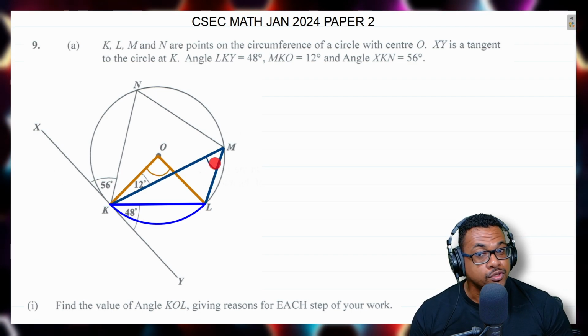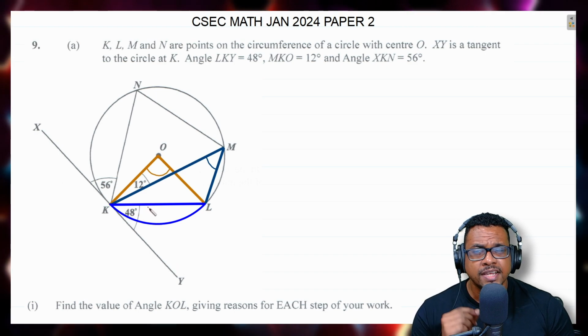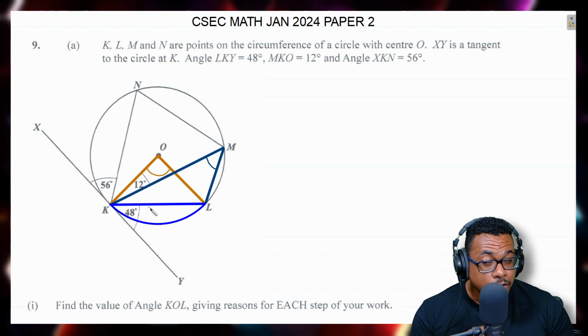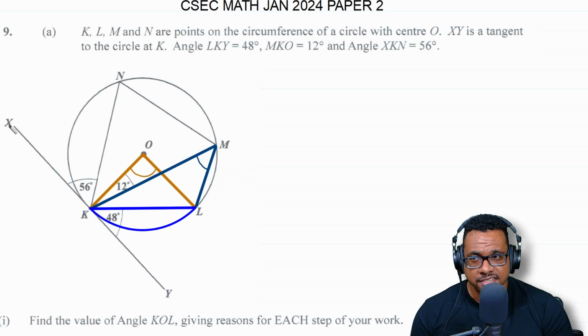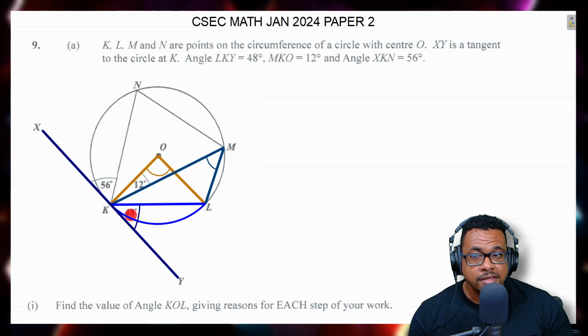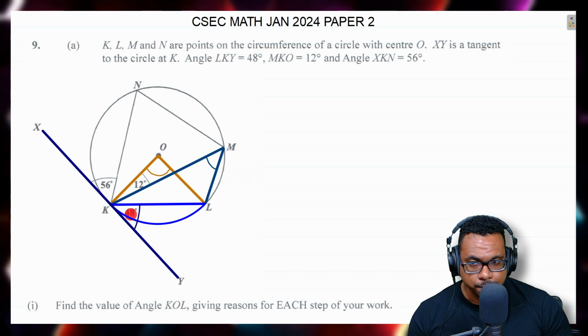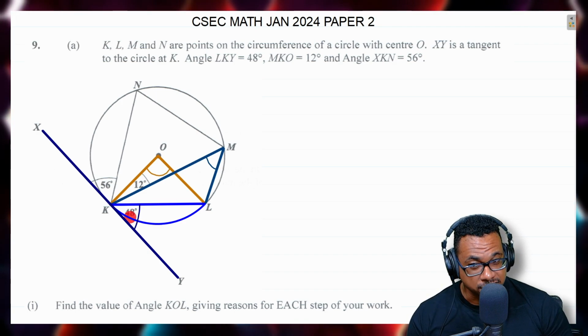Now the thing is, we don't know what this angle is. Now there's another rule that says the angle between a tangent and a chord is equal to the angle in the alternate segment. Now we've seen that we have this tangent here from X to Y, and we have this chord KL, and the angle between the tangent and the chord is 48 degrees here. So now we are looking for the angle in the alternate segment. Now that angle in the alternate segment must be touching the circumference of the circle.